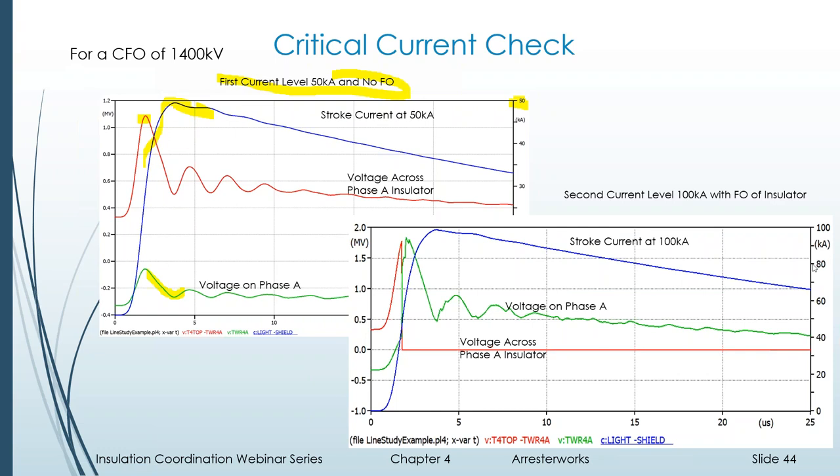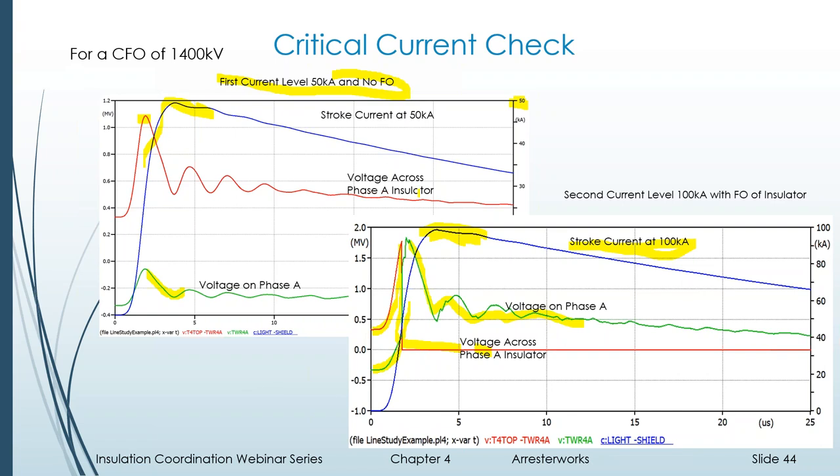Now, if we raise this current up to 100 kA, we see on the top phase, we're monitoring the voltage across the insulator. The voltage drops to zero. The voltage across the middle phases has some funny stuff happening on it, but there's no flashover because it doesn't drop directly to zero. And of course, this is the current that's hitting the shield wire. This is I sub C, the stroke current hitting the shield wire. So what we just determined is that I sub C is going to be more than 50 kA and less than 100 kA.